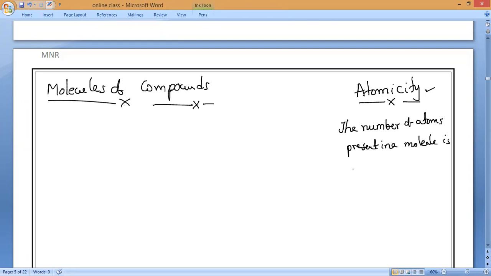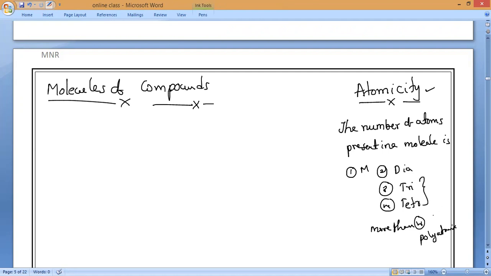So for atomicity, if only one atom is present, it is monoatomic; two atoms, diatomic; three atoms, triatomic; four atoms, tetraatomic. More than four, we used to call it polyatomic. Or basically, more than two is polyatomic; three and four are also called polyatomic only.